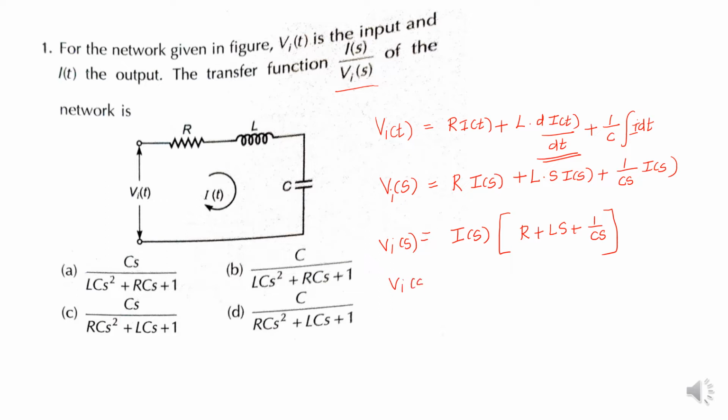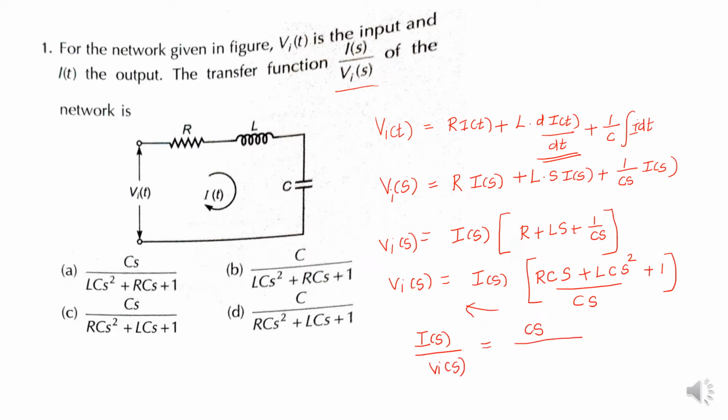So, V_i(s) is equal to I(s) into, take LCM, (RCs plus LCs square plus 1) divided by Cs. So, what is I(s) divided by V_i(s)? That is equal to Cs divided by RCs plus LCs square plus 1. First write LCs square, then write RCs plus 1. So, option A is the correct answer.